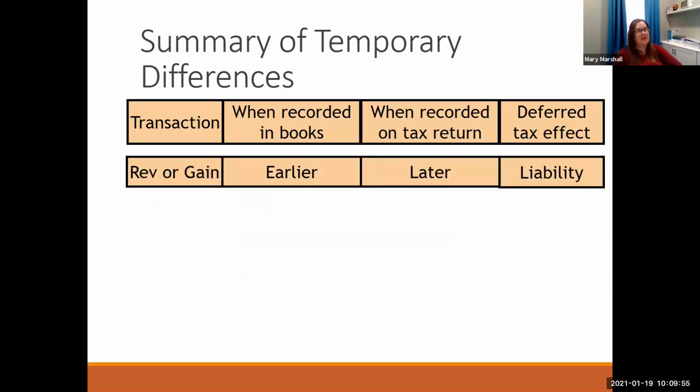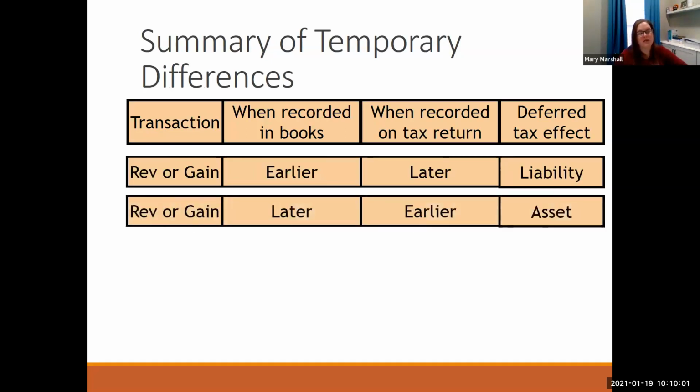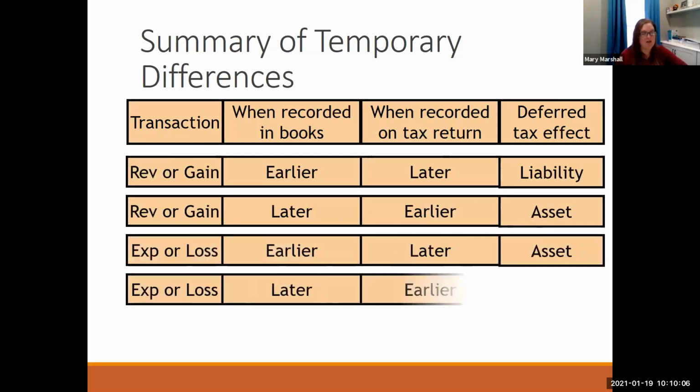So temporary differences, if it's a revenue or a gain, if it's recorded in the books earlier, it's a liability. If it's recorded in the books later, it's an asset. You guys already think through these pretty well, but this is a nice little cheat sheet if you wanted to keep the slide with you to remember how to treat these items. It's not actually a cheat sheet because I told you could use it, so we'll call it a help sheet.